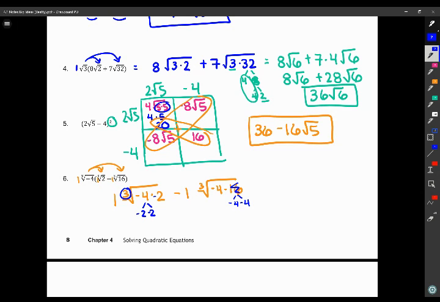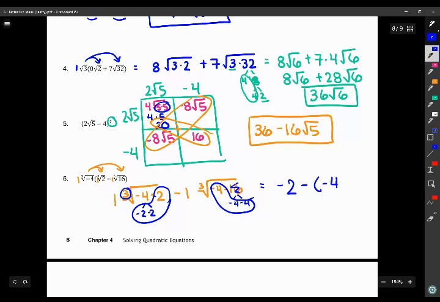So we get 3 of a kind. So we have 3 negative 2s, which is going to give us a negative 2. And then we have 3 negative 4s, which is going to make it so we can pull out a negative 4. And so negative 2 minus negative 4 is really the same thing as adding. And so we get positive 2. And this is my answer.